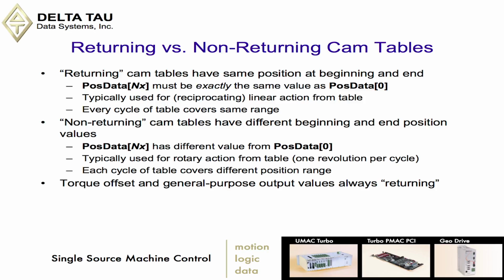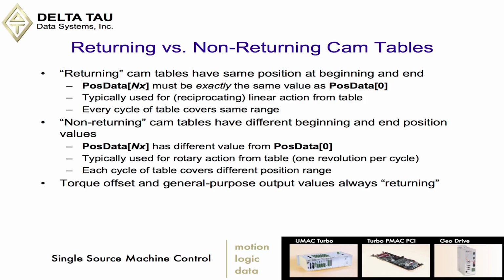A non-returning cam table, on the other hand, has a different beginning and end position. And so this would typically be used on a rotary action from a table. So you have your source that's continuously going, and then there's some rotary action going on, like let's say a specialty polishing operation where it doesn't end up at the same spot every time. It ends up at the next spot.